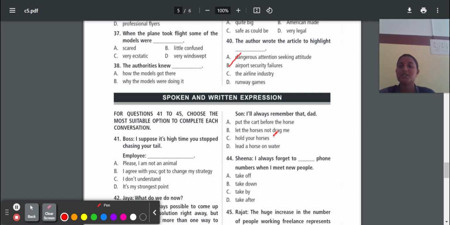Spoken and written expression. For questions 41 to 45, choose the most suitable option to complete each conversation. Question number 41. I suppose it's high time you stopped chasing your tail. Employee: dash. Option A, please, I am not an animal. Option B, I agree with you, got to change my strategy. Option C, I don't understand. Option D, it's my strongest point. Answer for the question 41 is option C, I don't understand.